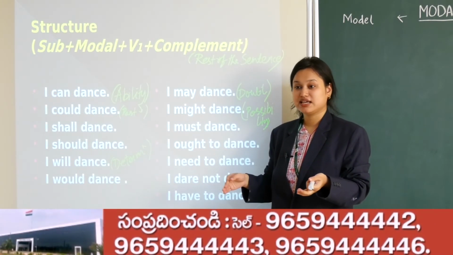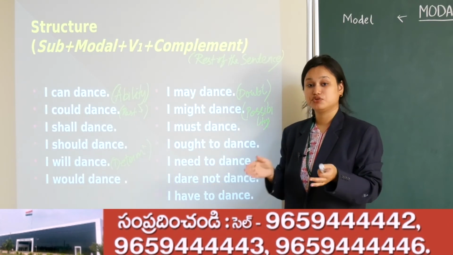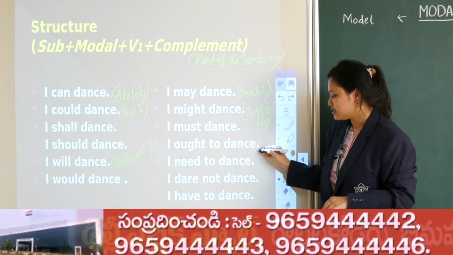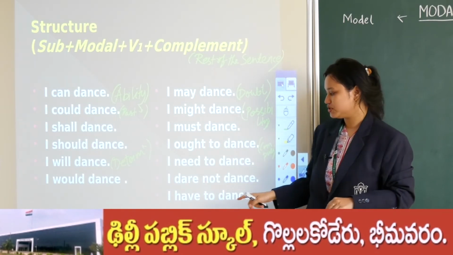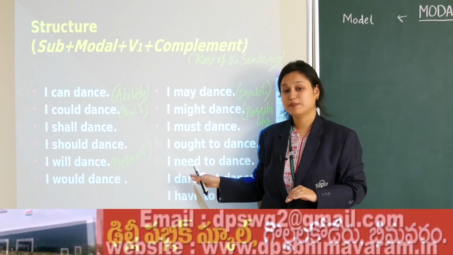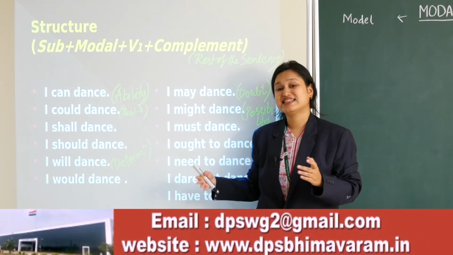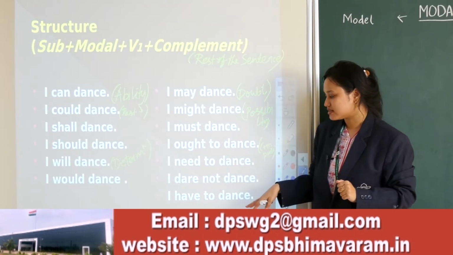This is a compulsory thing. Now my name has been given in the list, so I have to dance, I ought to dance. What is this saying? Compulsion. Okay, compulsion. I need to dance. I need to dance means there is a necessity that I have to dance.